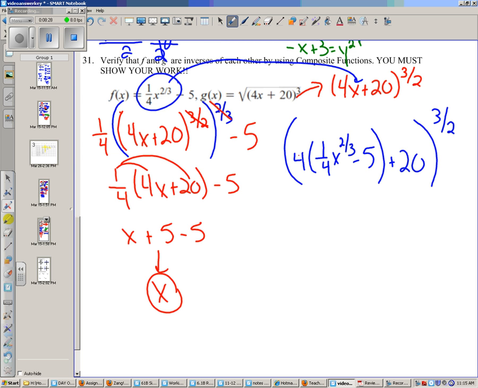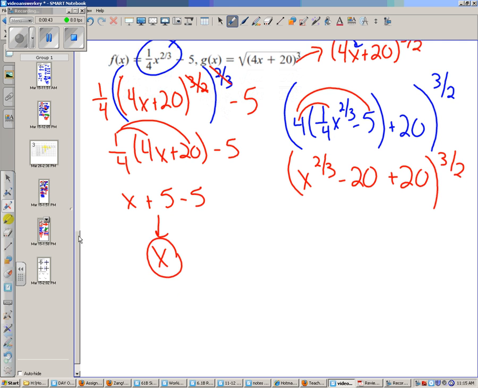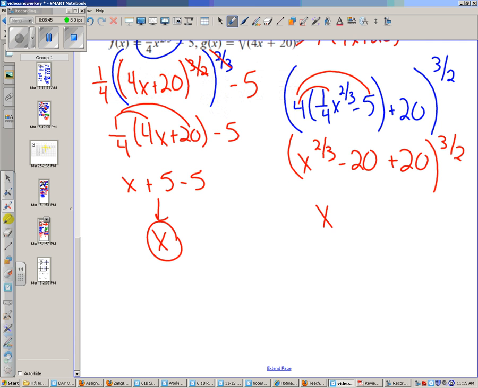So this 4 is going to distribute to those two things. There's the plus 20 that's there. Again, this is all to a 3/2 power. My 20s are going to cancel out within the parentheses. And now at this point, the exponents will cancel each other out. So I get x. Again, you have to show your work for this. Otherwise, you aren't going to get any credit for it.